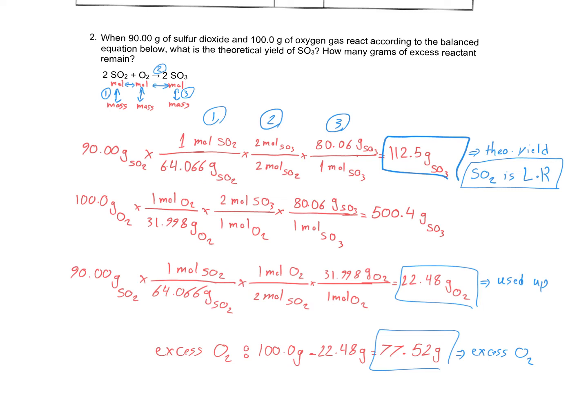to a mole of SO2, and then from mole of SO2 to the mole of O2, and from mole of O2 to the mass of O2, and we end up with a mass of O2 which is used up. So we used up 22.48 gram of O2. And how much is in excess? So initially we had 100 gram and we used up 22.48 gram. So we have 77.52 gram excess of oxygen.